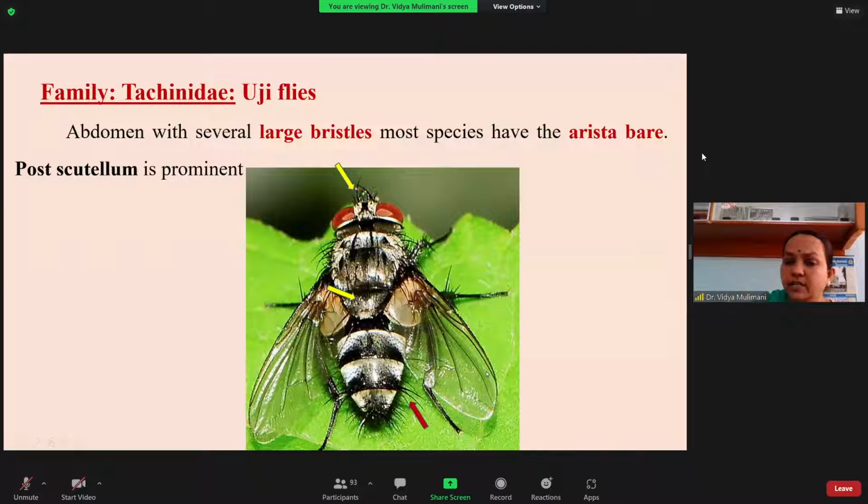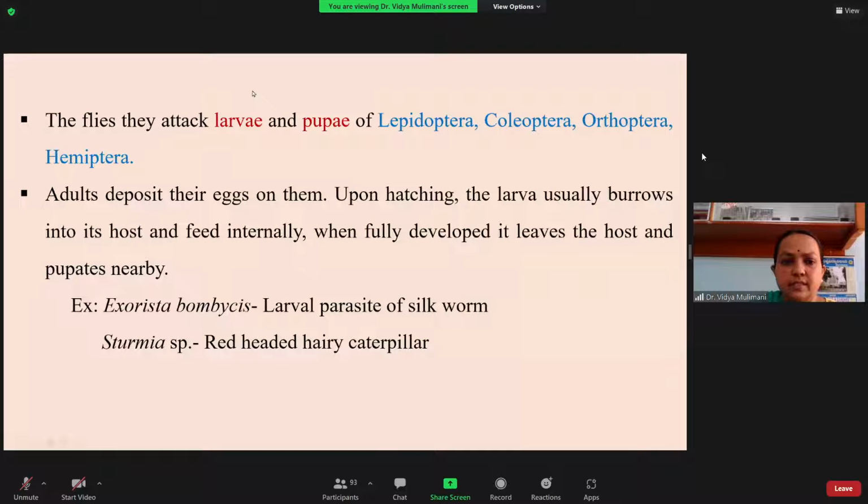For the Sarcophagidae, they have the silver patches, which you do not find in the tachinidae. They are also called woozy flies. Mainly they are endoparasites. Here you can see the flies attack the larvae and pupae of the Lepidoptera, Coleoptera, Orthoptera, and Hemiptera. The adults deposit their eggs either directly onto the host or on the host plant of their host. Upon hatching, the larvae burrow into the host body and feed internally. This is the important character of the tachinidae.